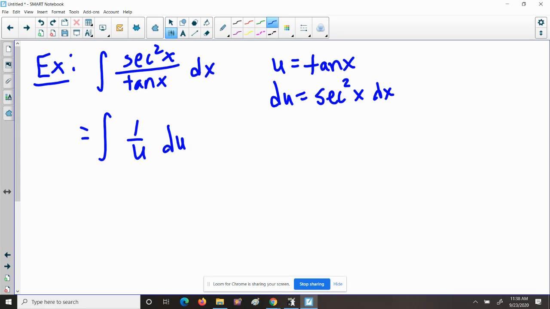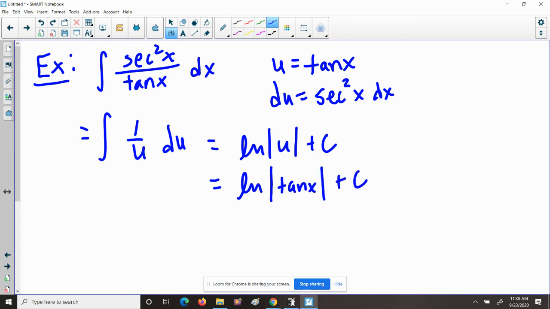Now, this is where we realize, hey, I'm going to use natural log. Because I'm going to have the integral of 1 over u du, which is natural log of the absolute value of u plus c, which would be natural log of the absolute value of tangent of x plus c.